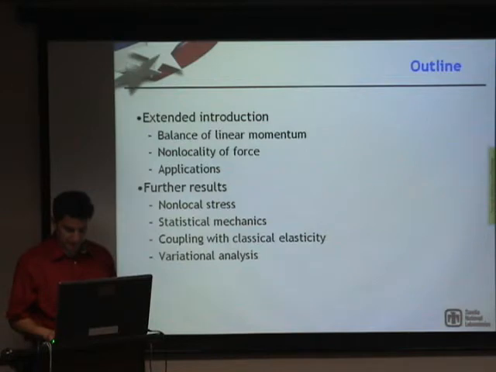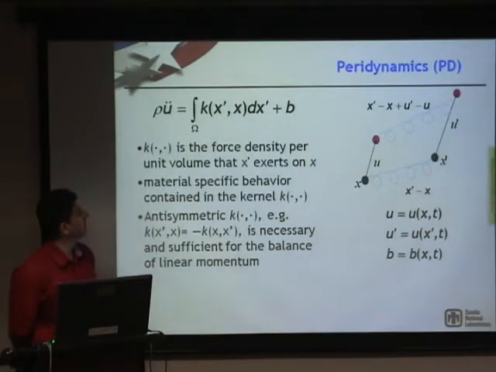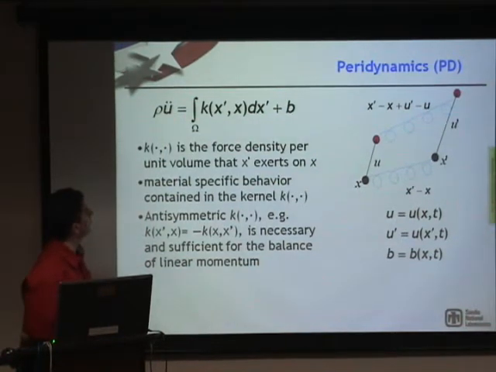Please feel free to interrupt me with questions, or if I say something you don't quite understand. So anyway, the paradigmatic balance of linear momentum is right up here. We have inertia, and then the internal force density, and then we have the body force b.